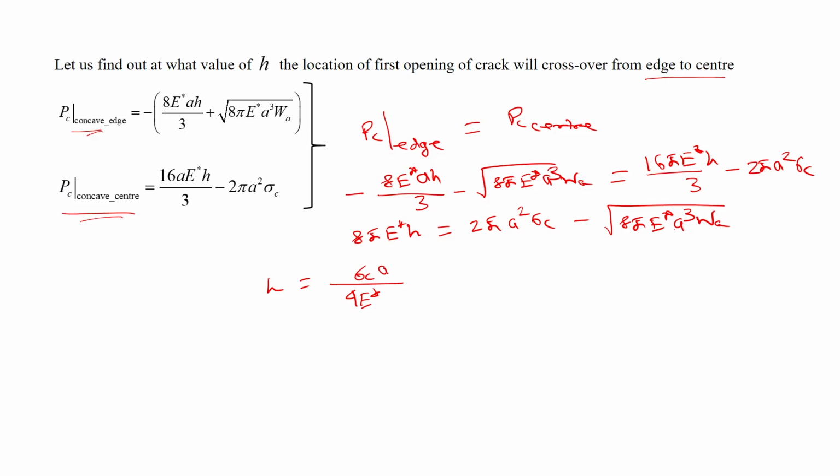So, sigma C into A square. So, it is Newton meter per meter square. So, it is Newton per meter square, Newton meter square is cancelled, A square. So, here the sigma C square A square A cube, this is minus, and then you have to divide it by, this is minus here, and here it is 8 pi E star, and here it is A cube into W A.